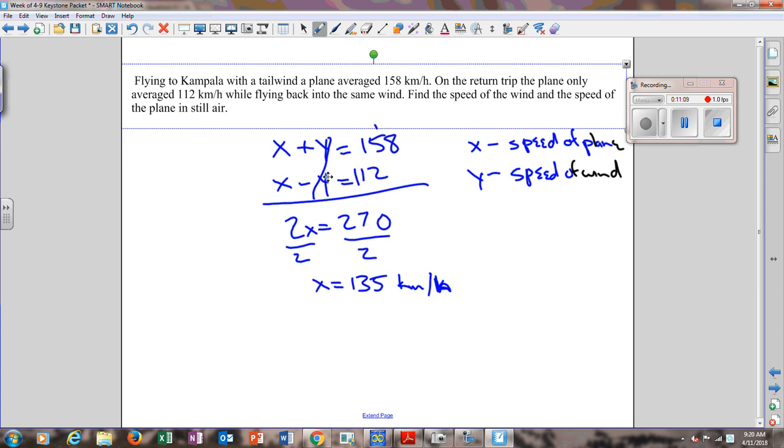Okay. The second one, we need to find the speed of the wind. So we're going to take that 135 plus y equals 158. And just subtract the 135. That gives you y equals 23 kilometers per hour. And so if you had to write a sentence for this, it would be the wind is traveling at 23 kilometers per hour.